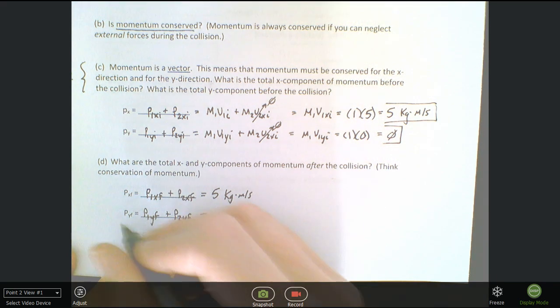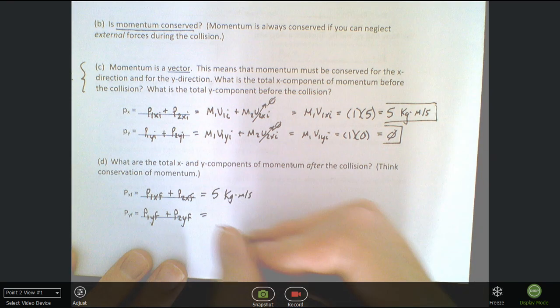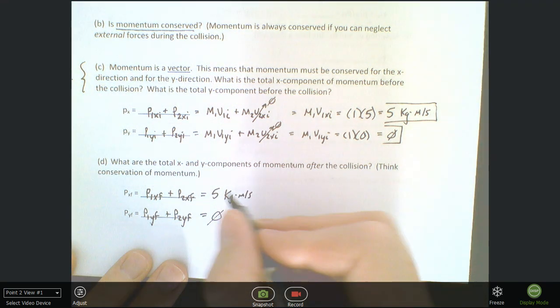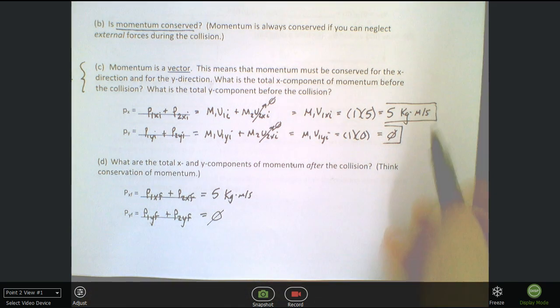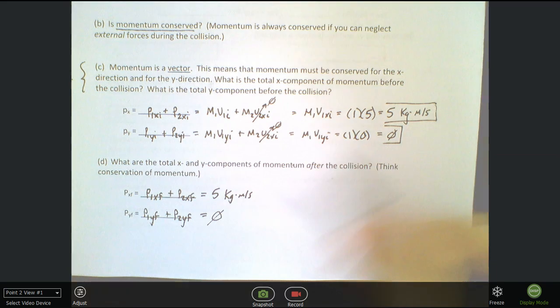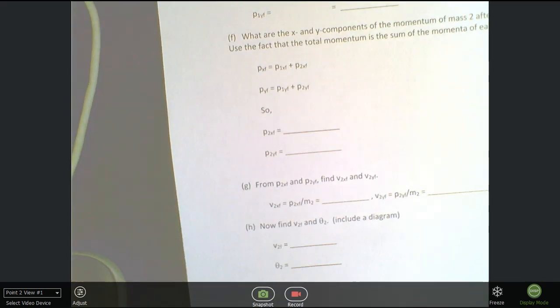And in the y, the final momentum total, both the first object's final momentum and the second object's final momentum, had better be 0, because momentum is conserved in both x and y directions. So we just look and we say, well, the total x momentum was 5, so the final x momentum has to be 5. The initial y momentum was 0, so the total final y momentum must be 0. Okay, let's see how this helps us out. It says, what are the x and y components?